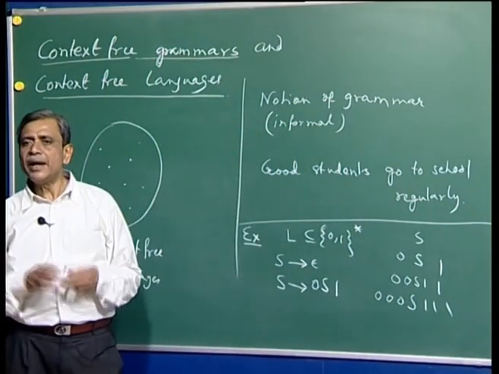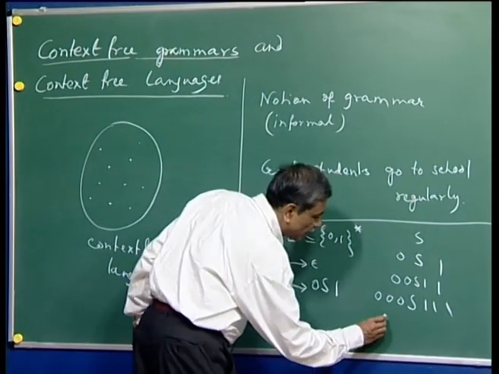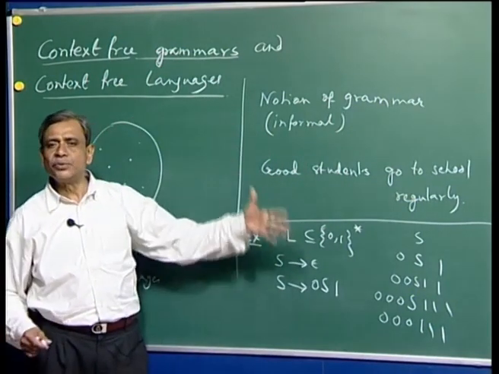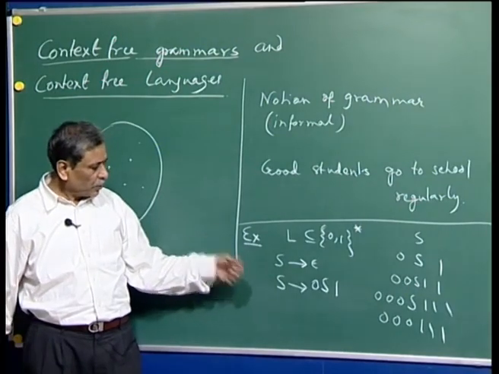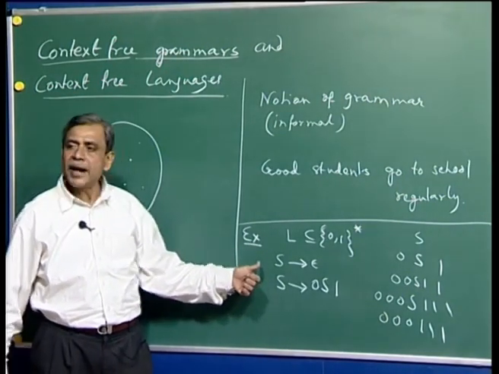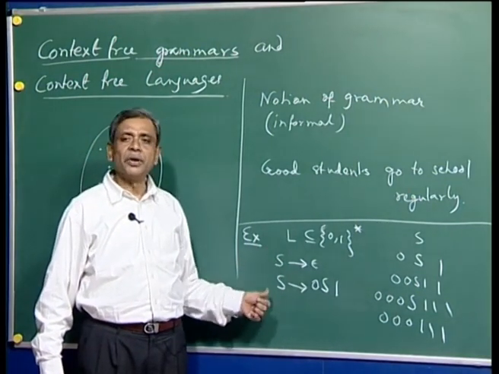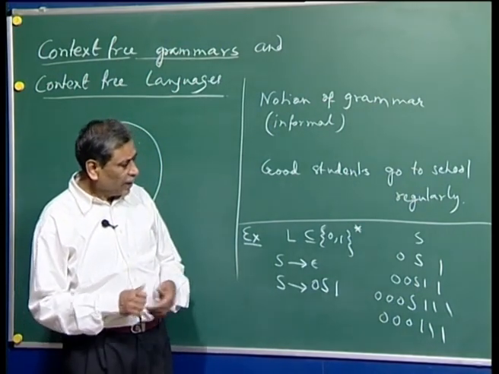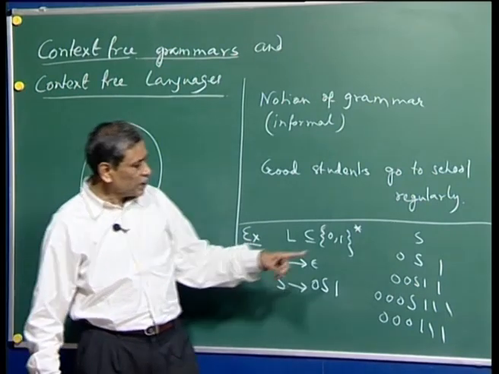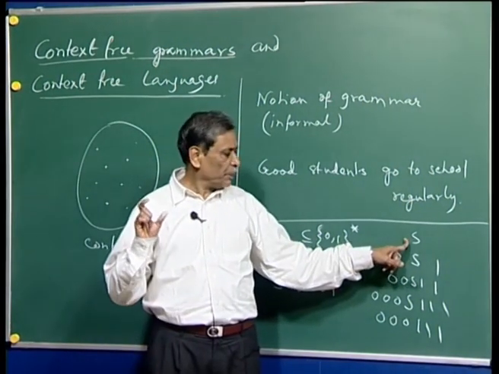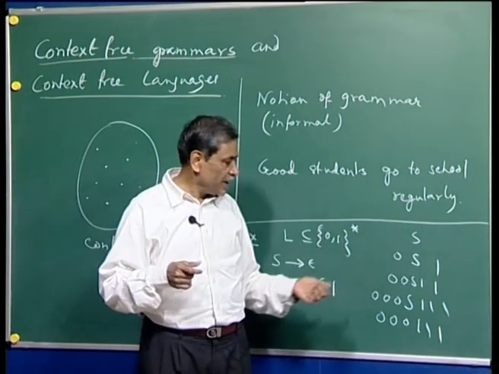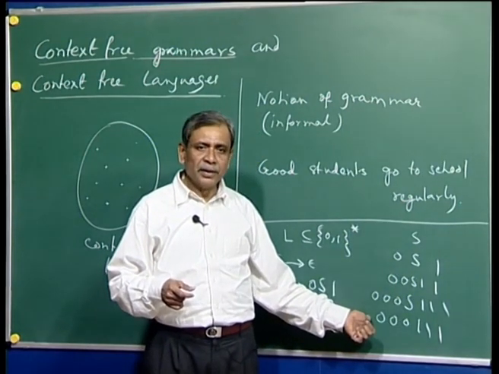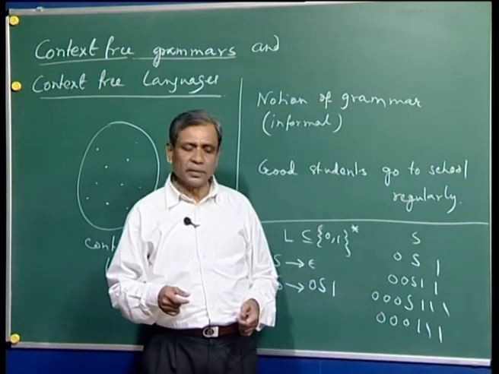Epsilon, recall, is an empty string. So, when I apply that, I will get 0, 0, 0, 1, 1, 1. Can I apply any more of these rules? No, because the only way we could have applied these rules is if I had an occurrence of this symbol S. Alright. So, it is very clear that just by using these two rules, starting from this symbol, basically rules of rewriting, I have come to a string, and that string is over 0 and 1.